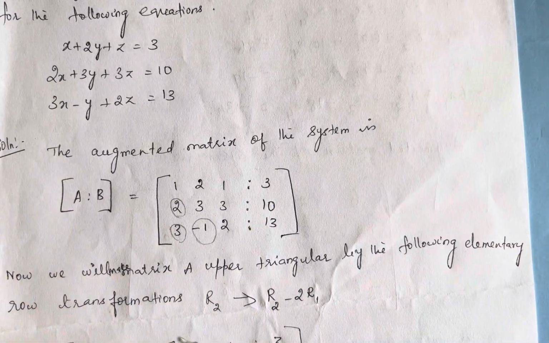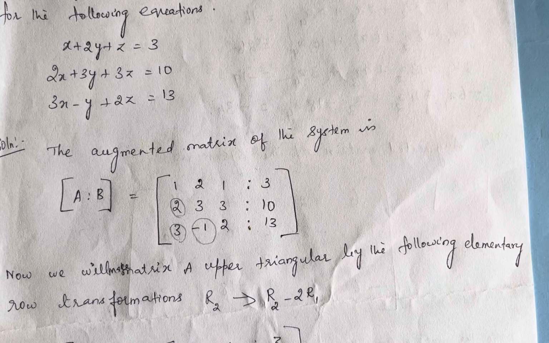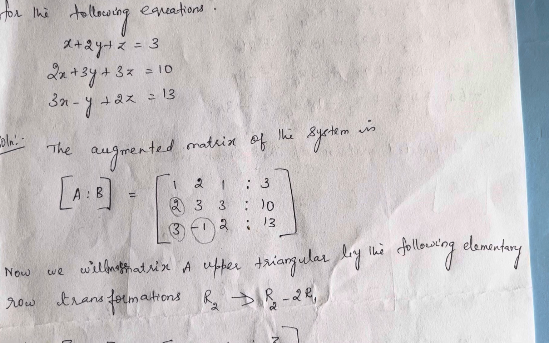So by using the Gauss elimination method, we can solve the system of linear equations. First, what we have to remember is the system of equations is to be brought into the form of an augmented matrix. Then the matrix A is to be made an upper triangular matrix by using simple elementary row transformations. After that, by backward substitution, we will find the values of z, y, x: the last value, the middle value, and then the first value. This method is called the Gauss elimination method.